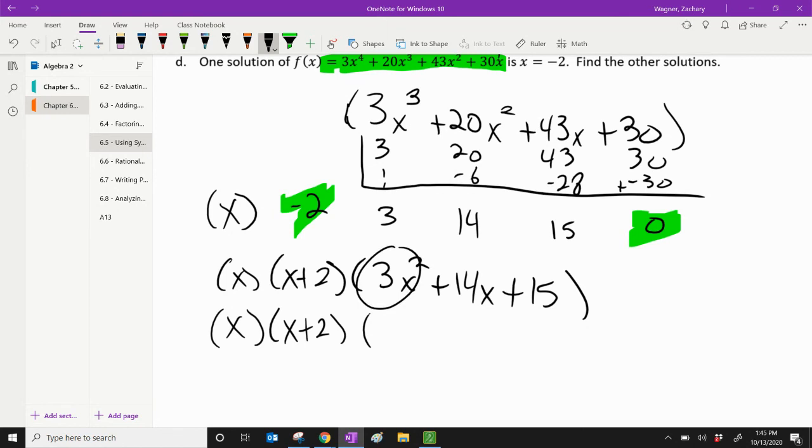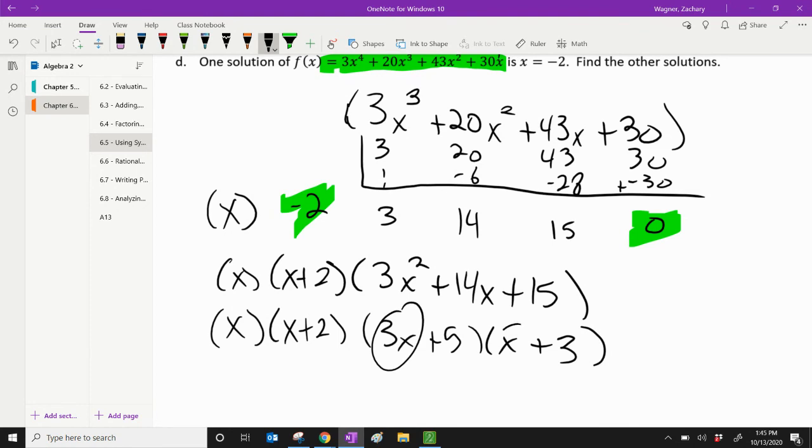What two numbers multiply to 3? This is just going to be 3x and x. What two numbers multiply to 15? It's going to be 5 and 3. And they're both going to be positive. Notice 3x times x is 3x squared. 3x times 3 is 9x. 5 times x is 5x. 9x plus 5x gives me the 14x. Good news.